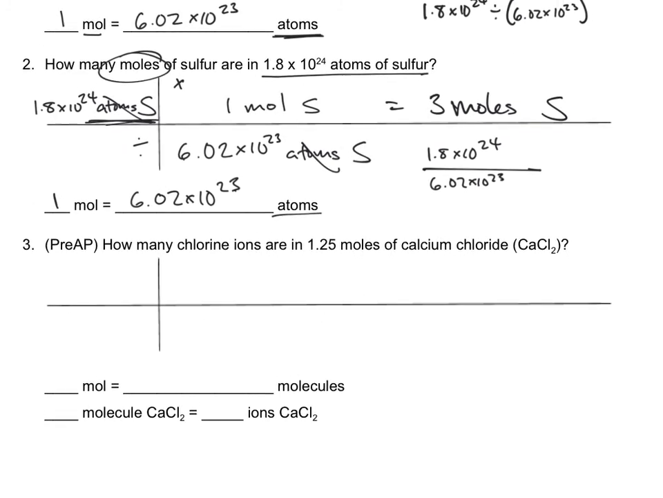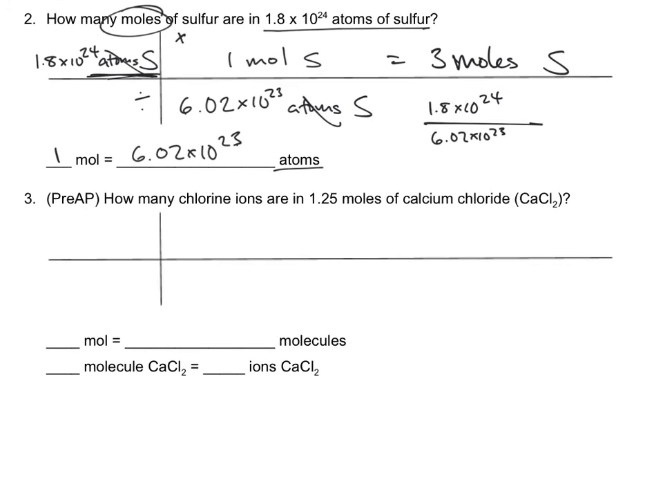But pre-AP, stick around. We're going to do this one together, and it is a little bit more complex than the previous examples. So in this one, we're going to look for how many chlorine ions are in 1.25 moles of calcium chloride, which is CaCl2.